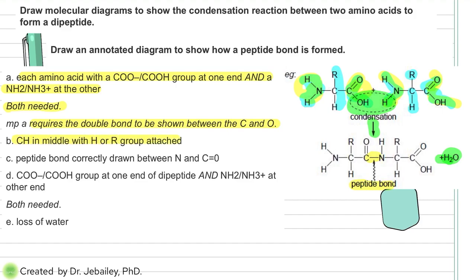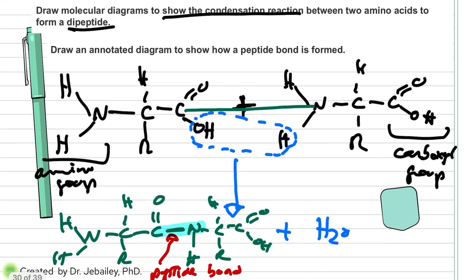CH in the middle with R groups, which are basically these guys right here. Peptide bond correctly drawn between these two, which is exactly what is drawn here down. CO group at one end, and the other one at the other end, which we do have again. Both are needed, and the loss of water, which is basically here. So this is how you get your points. So make sure you're able to draw this entire thing that I drew without forgetting.